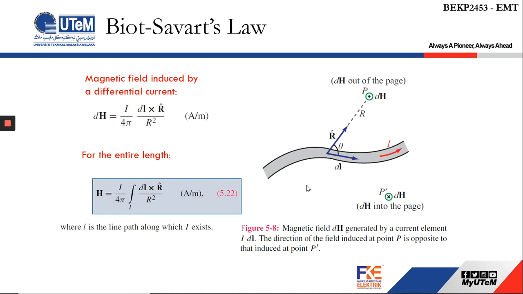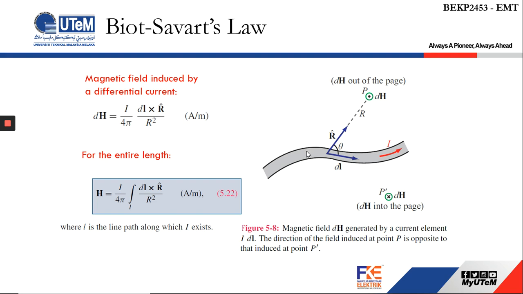Okay, so now I'm going to talk about Biot-Savart's law. Biot-Savart's law is equivalent to Coulomb's law. Now, Coulomb's law in electrostatics is used when we want to find the force between two charges, and when we want to find an electric field at a specific point caused by the charges near to it. Now, Biot-Savart is the same thing but for magnetic field.